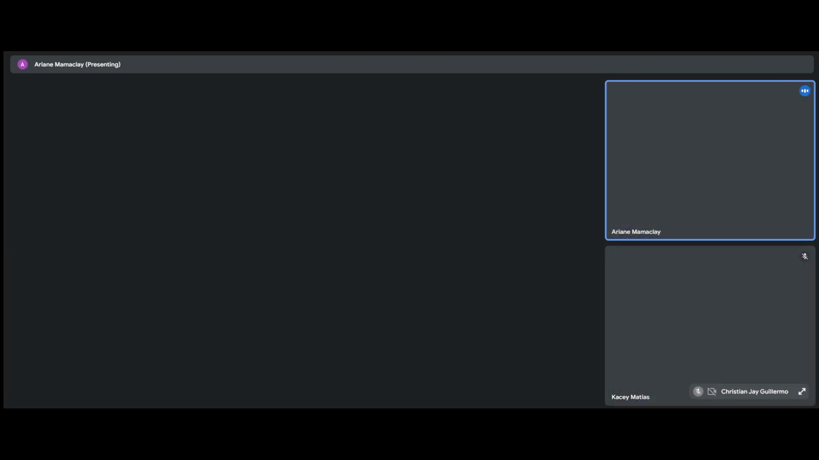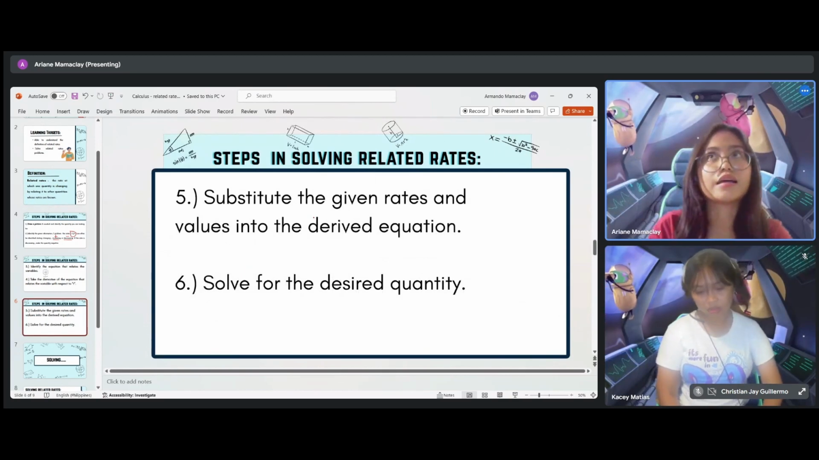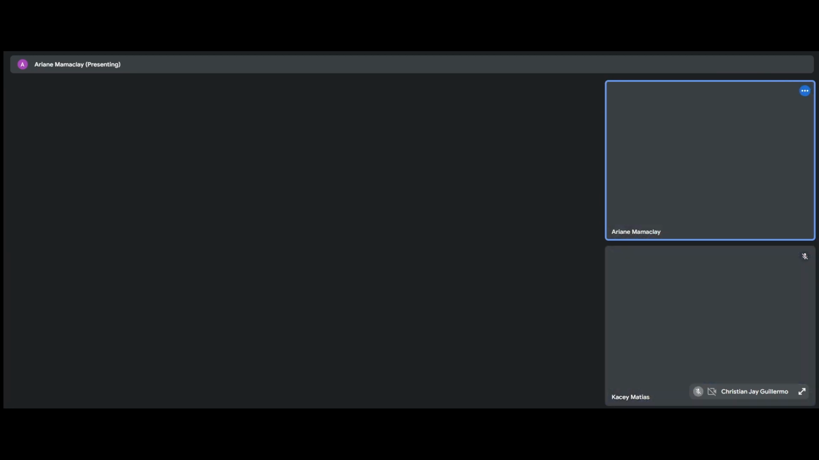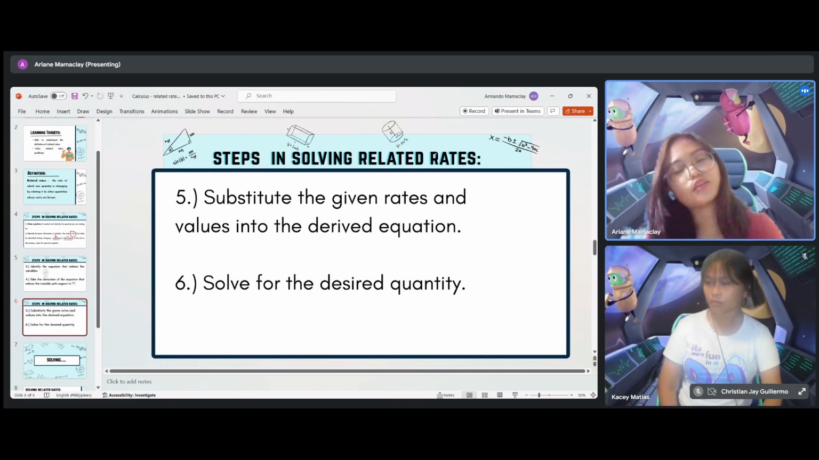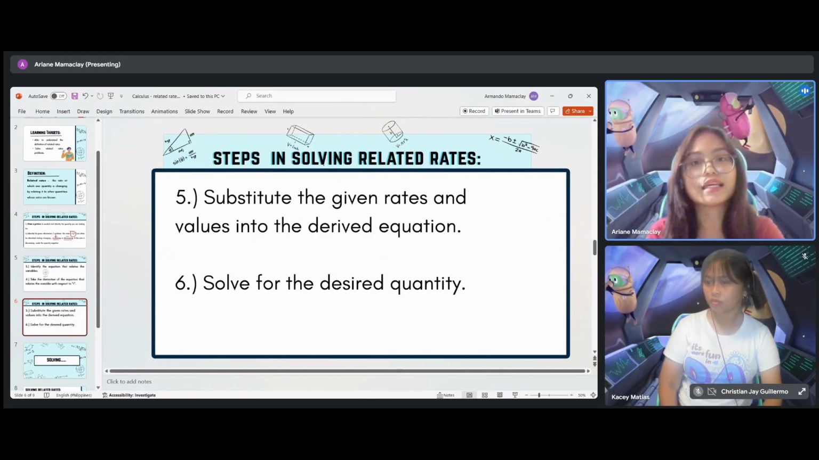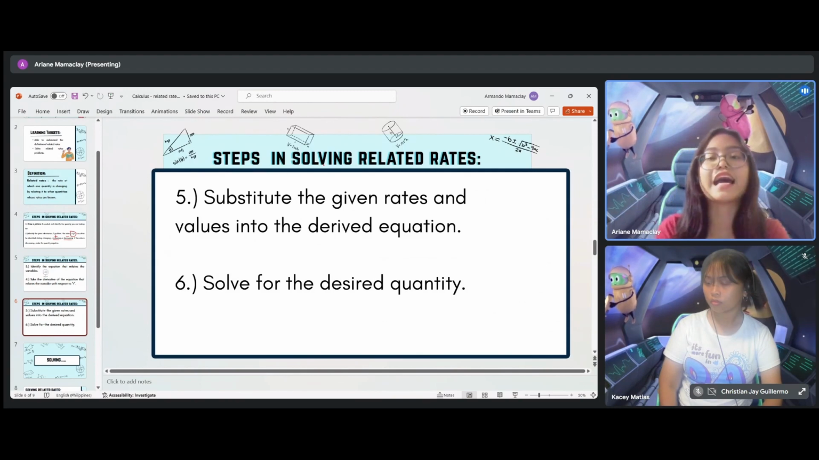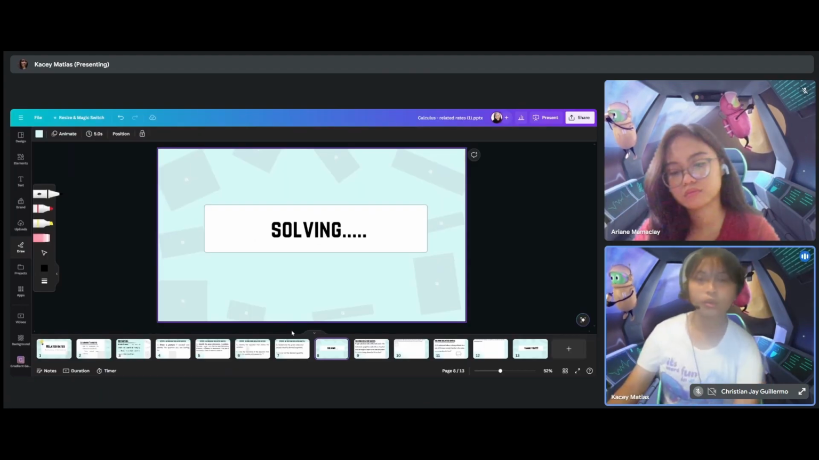Tapos, after naman nun, sa number 5 naman, syempre, alam na natin kung ano yung gagamitin na formula doon. Ang gagawin na lang natin is isa-substitute natin yung mga given rates o kaya naman yung mga given values sa derived equation. Tapos, step number 6 naman natin is doon na natin isosolve yung overall na hinahanap doon sa mismong problema sa related rates.